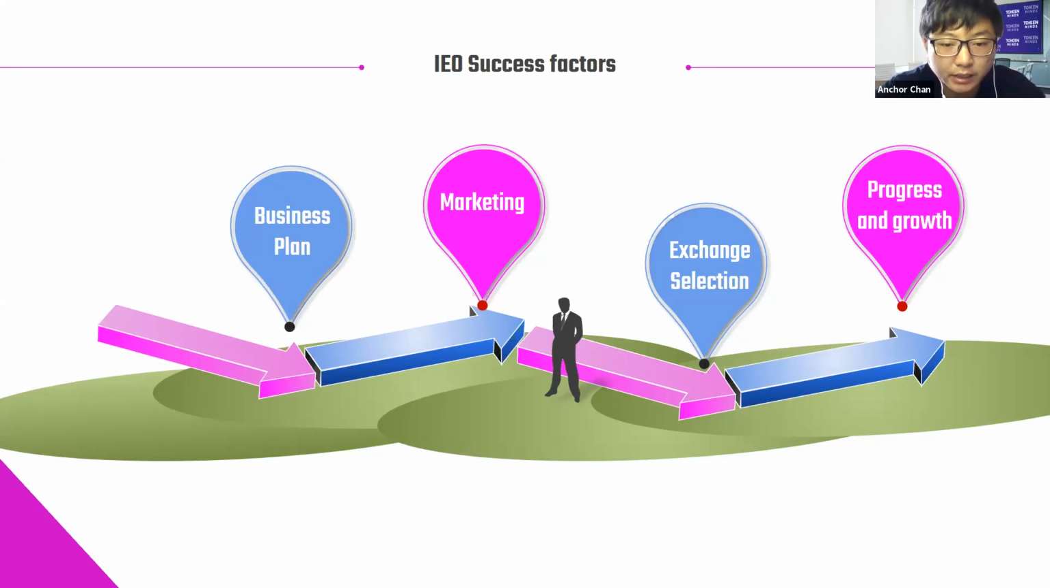Then third is the selection of the exchanges. Normally for a startup, it's recommended to do IEO on tier 2 exchanges, which are cost efficient and maintain good performance. While there are many exchanges in the market, it is very important to have someone who knows the whole industry and can help choose the exchanges that fit the projects with good performance, a good user pool, and high quality investors.